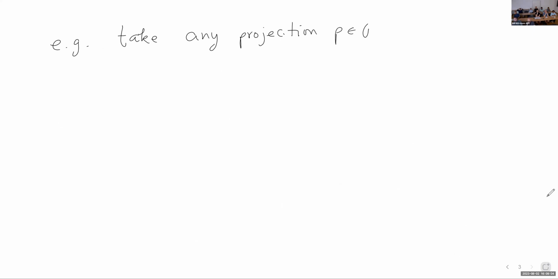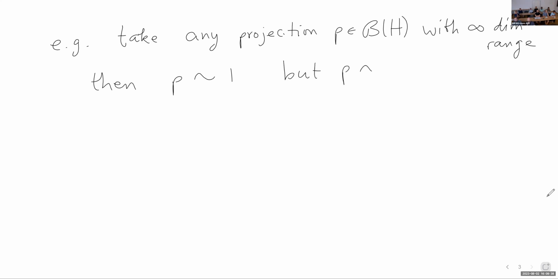So H is an infinite dimensional Hilbert space, with a projection P of infinite dimensional range. Then they will be Murray-von Neumann equivalent. I take a non-unitary isometry from H onto the range of P. This gives me a Murray-von Neumann equivalence, but they're not unitarily equivalent, because the only thing that's unitarily equivalent to the unit is the unit itself.